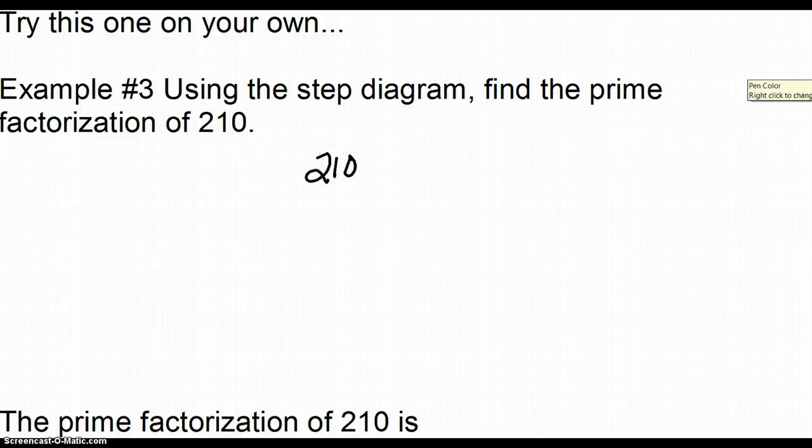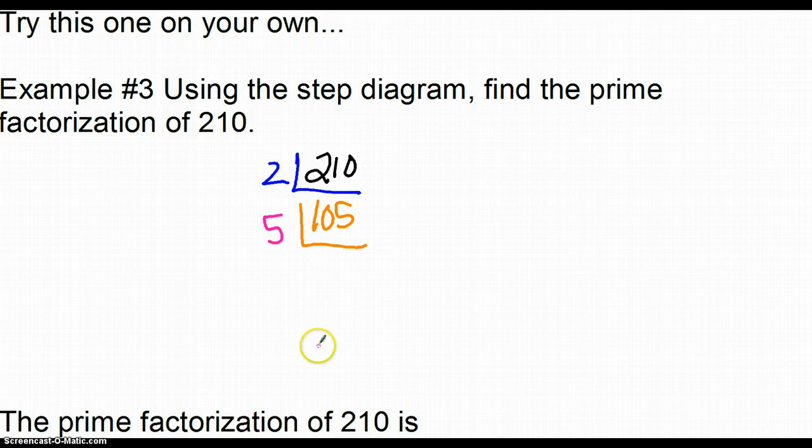Alright, I chose to do 2 first because 2 is an even number and 210 is an even number, and 2 is also prime. So if I take 210 divided by 2, I'm left with 105. Okay, draw my line. And then 105, I'm going to pick 5 as my prime number because I see that this ends in 5 or a 0. And that leaves me with 21.